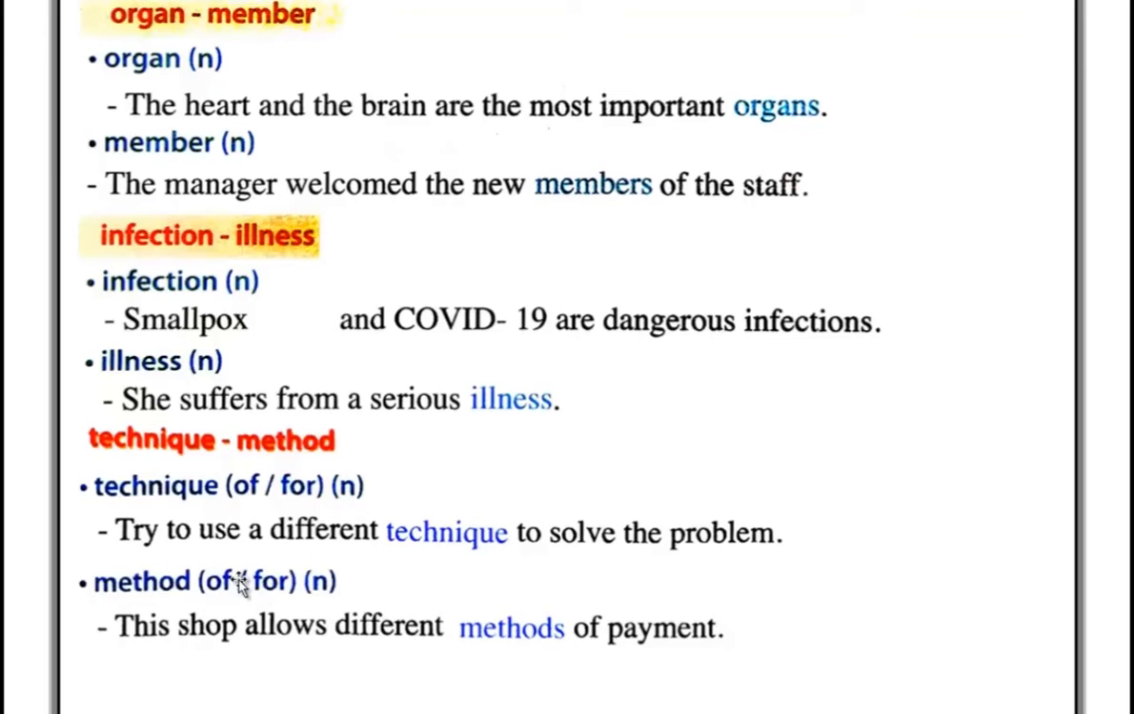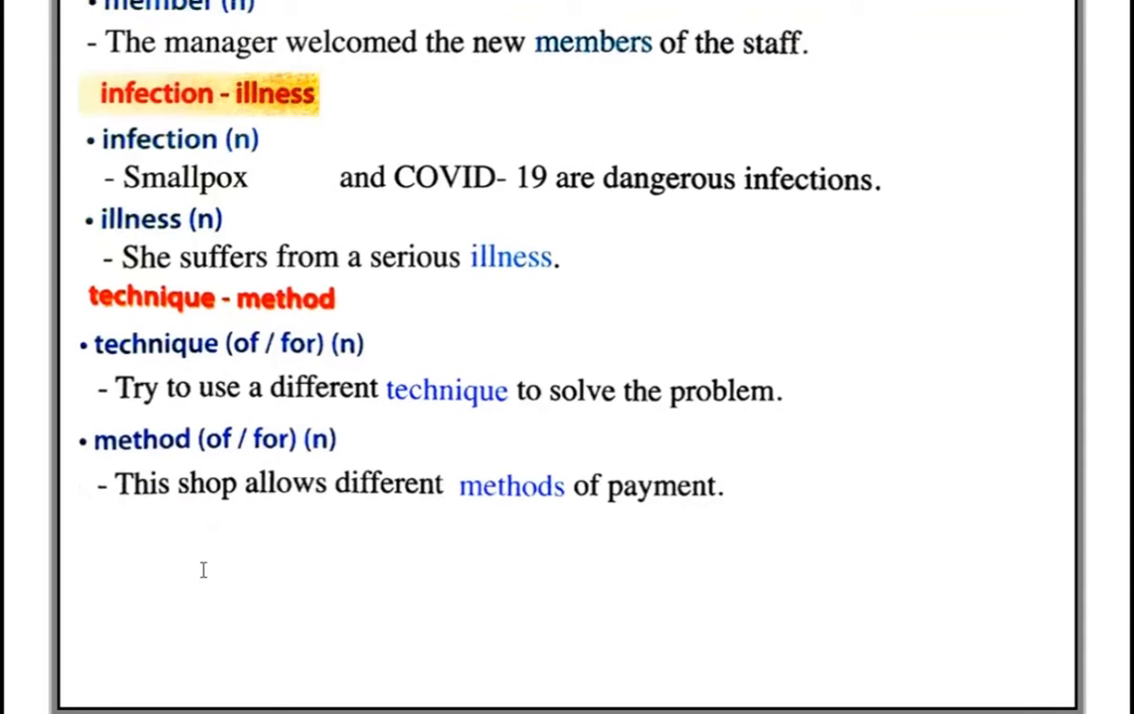Technique and method. Technique means a skillful way of doing something. This is the meaning of technique: to use a different technique to solve the problem, a different and innovative method. As for method, it means a particular way of doing something. This shop allows different methods of payment.